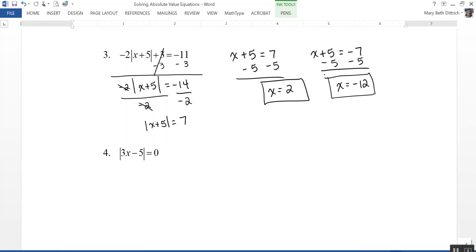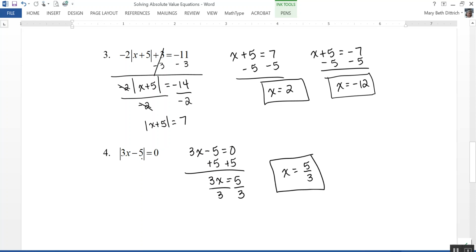And my last example here is the absolute value of 3x minus 5 equals 0. Well, this one's a little strange too, because there is no such thing as a positive 0 and a negative 0. So this one is just going to have one solution. So the only equation I can write is 3x minus 5 is equal to 0. Adding 5 to both sides, 3x equals 5, and dividing both sides by 3 gives me x equals 5/3. So if an absolute value expression is equal to 0, there's only going to be one solution.